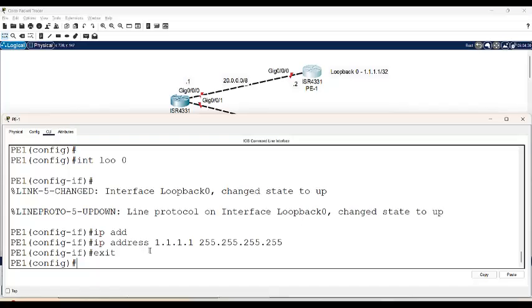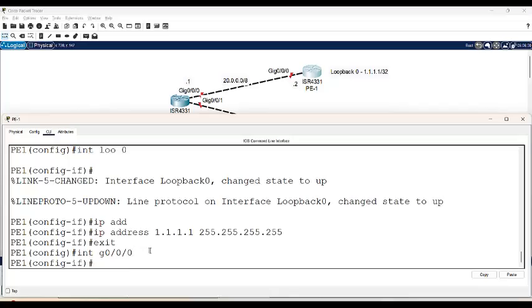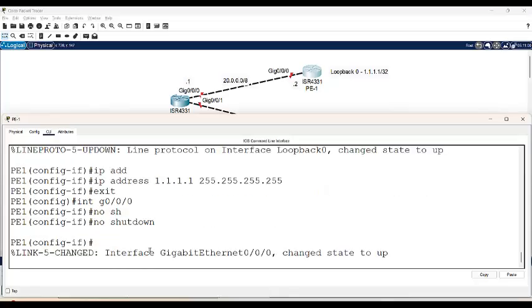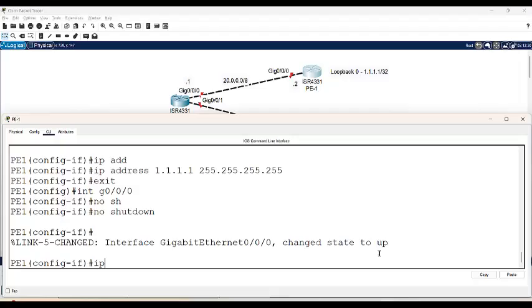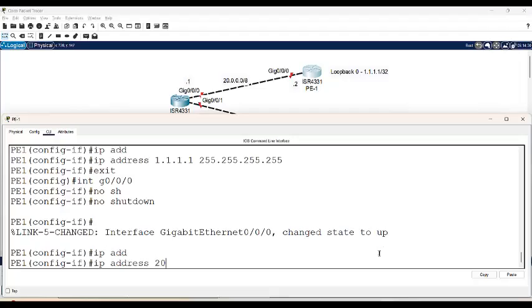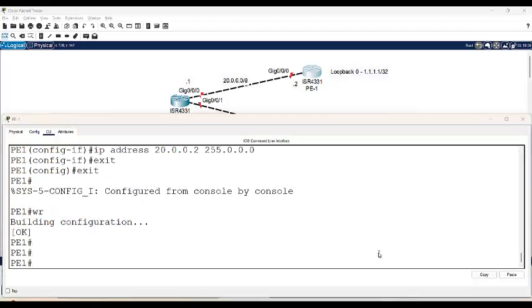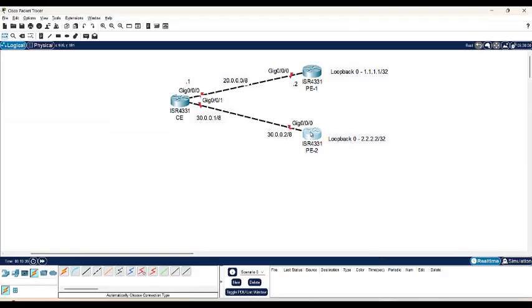No, sir. Okay. Interface GigabitEthernet, you have to bring it up by typing no shutdown because it's a physical interface, shut down for security reasons. I am bringing it up by saying no shutdown. See, it has come up. Now put the IP address, which is 20.0.0.1, 255.0.0.0. Done. Now I would like to go to PE2 to configure.